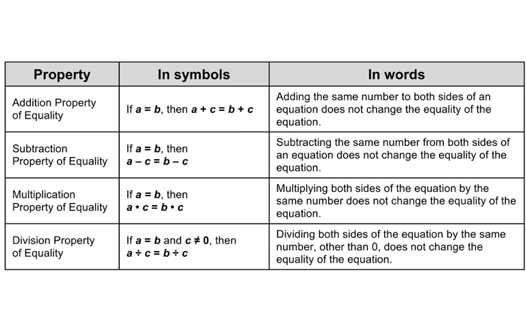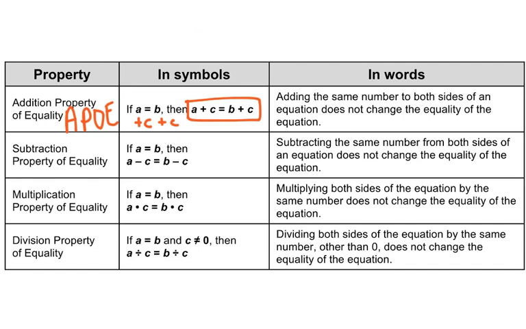Okay, the first property is the addition property of equality, and we are going to abbreviate that as APOE. You can write that down. In symbols, the addition property of equality says if A is equal to B, then you can add the same thing to both sides. As long as you add it to both sides, we're fine. So A plus C is equal to B plus C.